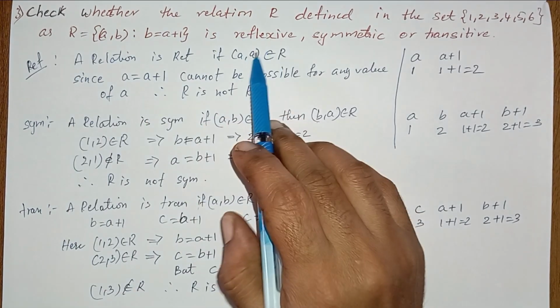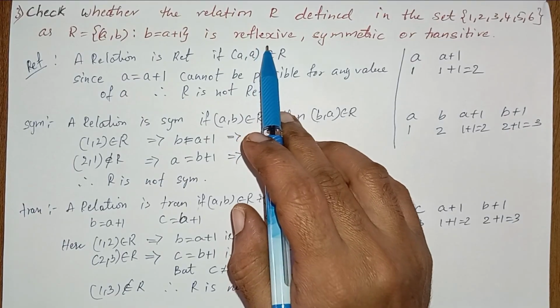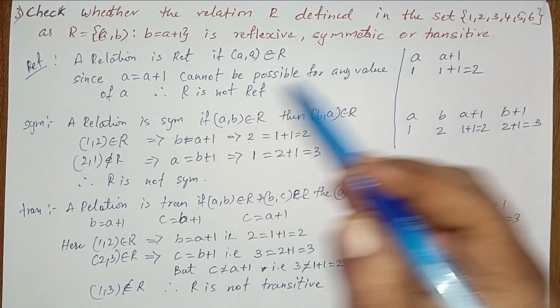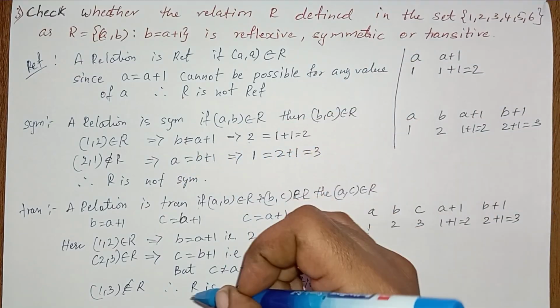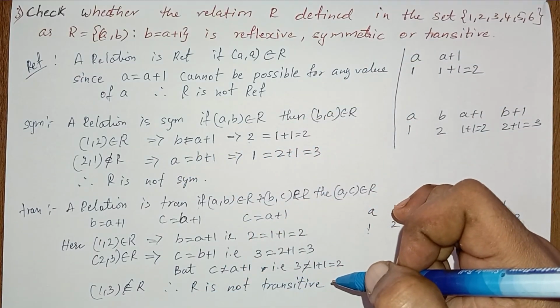So here they asked us to check whether the relation is reflexive, symmetric or transitive. But we have proved that the relation is not reflexive, not symmetric and not transitive.